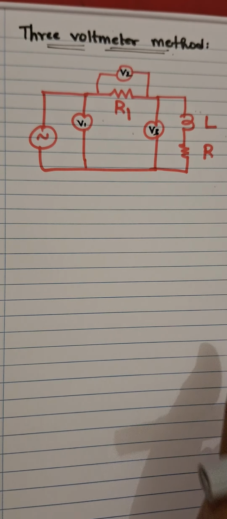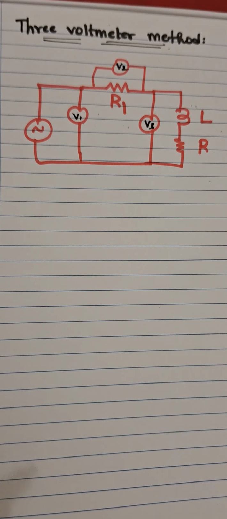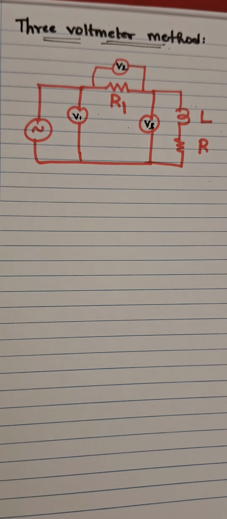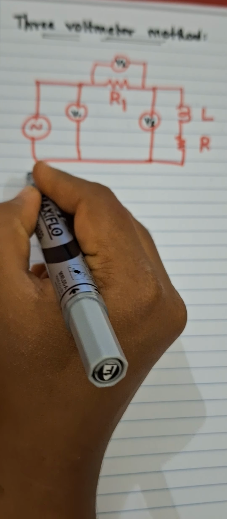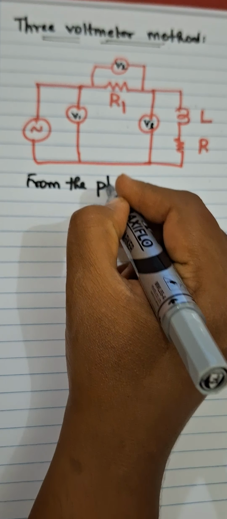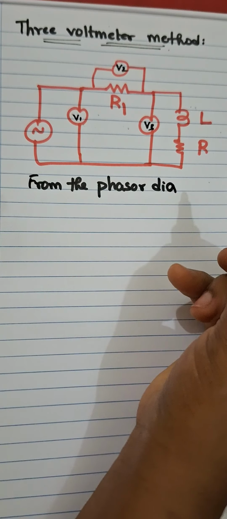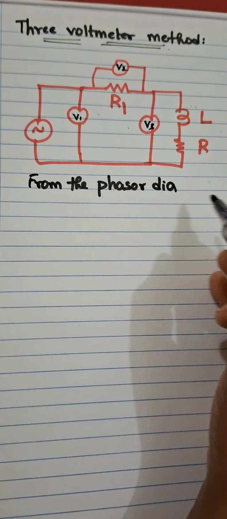So now what are we saying? The inductor and resistor are in the circuit and we are going to calculate from the readings of these 3 voltmeters. So from here we can say, from the phasor diagram, what do you mean by phasor diagram? You remember we did it in the same 3 voltmeter method.